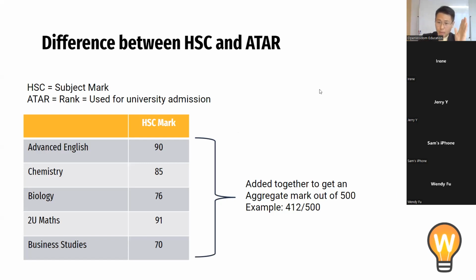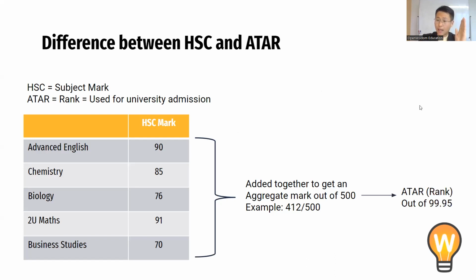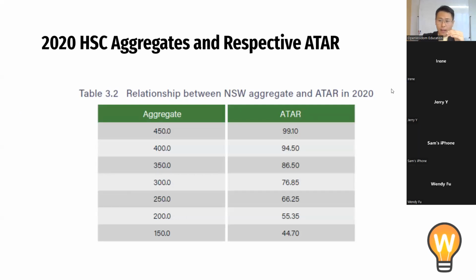And then what's going to happen is that this aggregate mark will be converted into an ATAR rank, which is going to be out of 99.95. In the past, what we find is that a number of aggregate marks will correlate to a specific ATAR. For example, if you achieve an aggregate mark of 450, that will be equivalent to about 99.1. And then you can see on this table, 400 will be equivalent to a 94.5, and so on, all the way down to say 150, that will be an ATAR of 44.7.